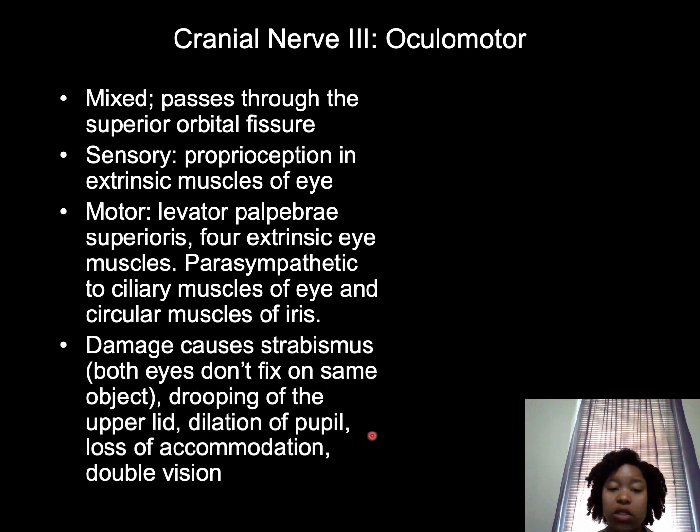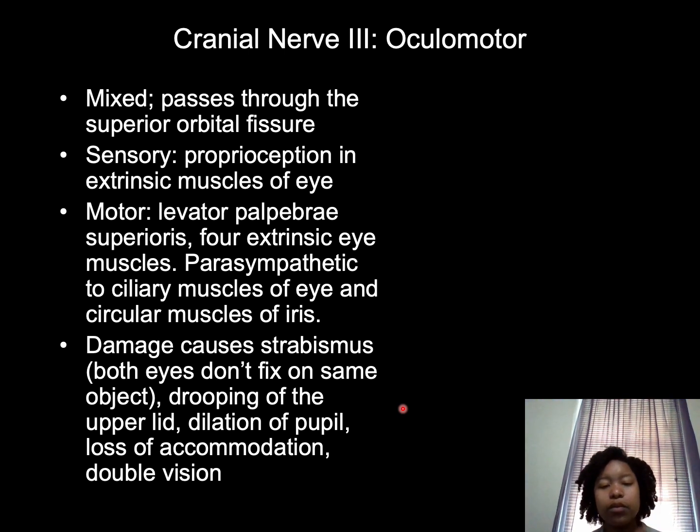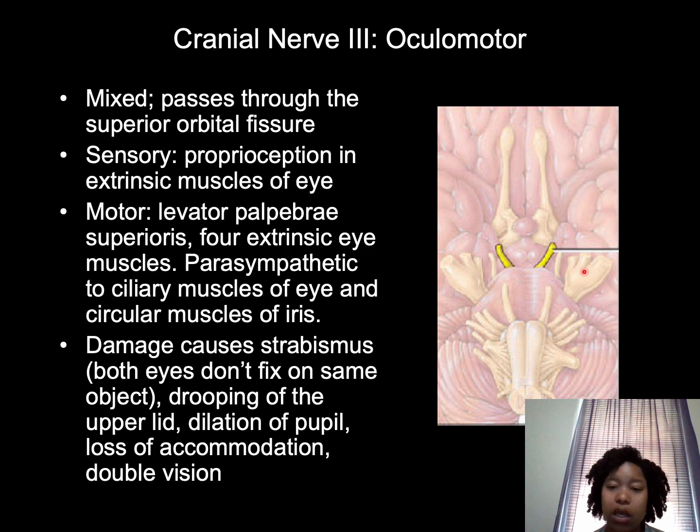So damage to this causes strabismus, where both eyes don't fix on the same object, so they're not able to really focus. Drooping of the upper lid, dilation of the pupil, loss of accommodation, and double vision, right? Because those muscles are supposed to be contracting the iris, they're the contraction muscles in order to make the pupil smaller. So if this nerve isn't working, it's going to be dilated. That pupil will be larger than it normally should be. And there it is. There's cranial nerve 3, the oculomotor nerve.